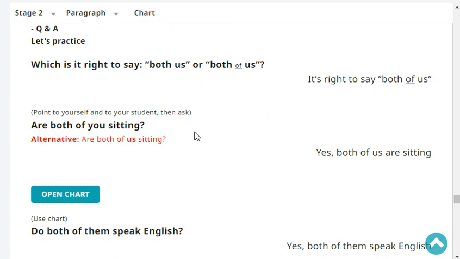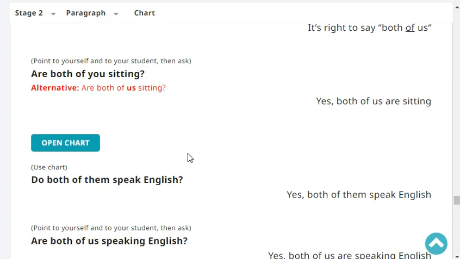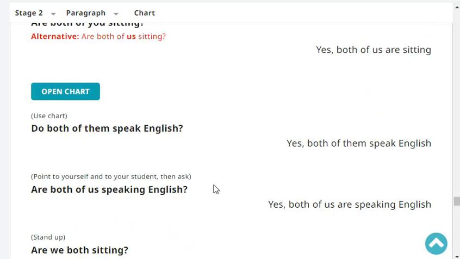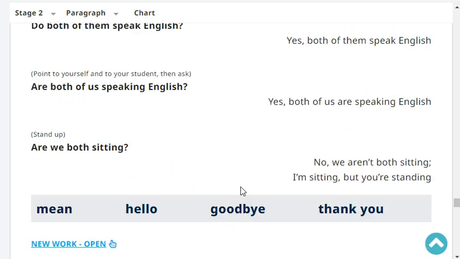Next, are both of us sitting? Yes, both of us are sitting. Very good. Do both of them speak English? Yes, both of them speak English. Very good. Are both of us speaking English? Yes, both of us are speaking English. Very good.